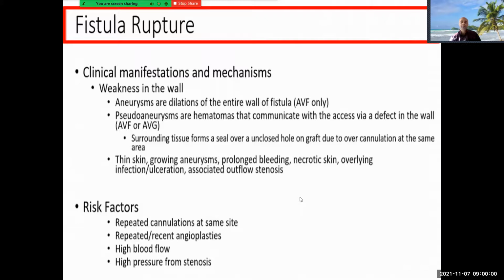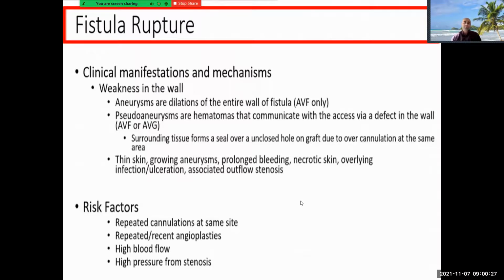Fistula rupture, clinical manifestation and mechanism: weakness in the wall. The wall of your AV fistula is weak now. Aneurysms are dilatation of the entire wall of the fistula, in AV fistula only. Pseudoaneurysms are hematomas. Pseudoaneurysm means a hematoma that communicates with the access via a defect in the wall of the AV fistula or AV graft.